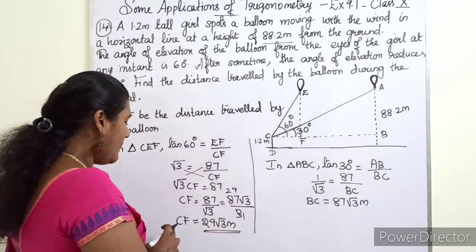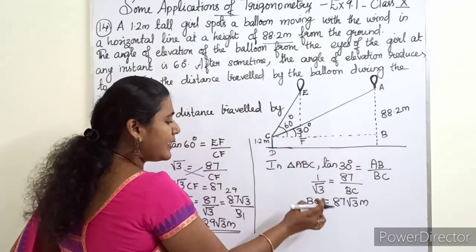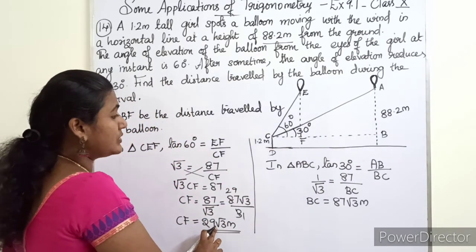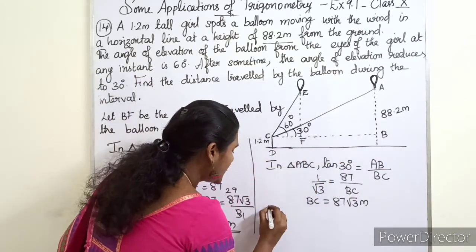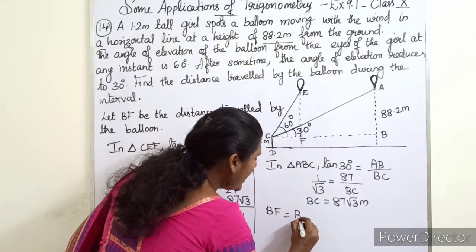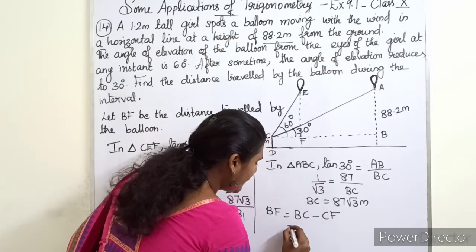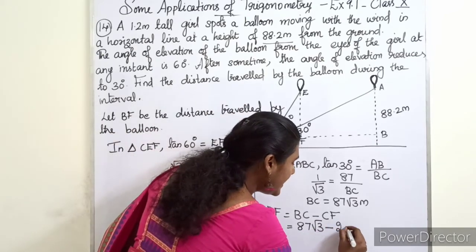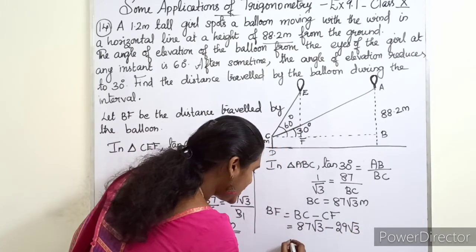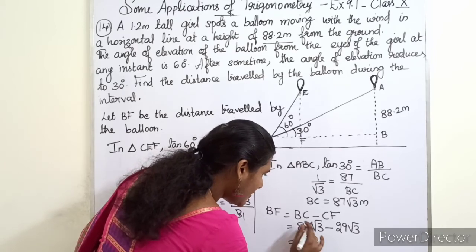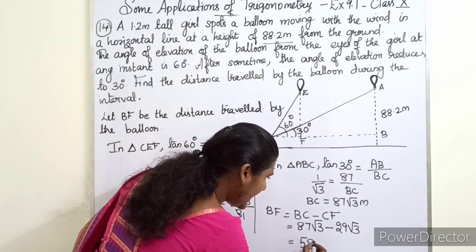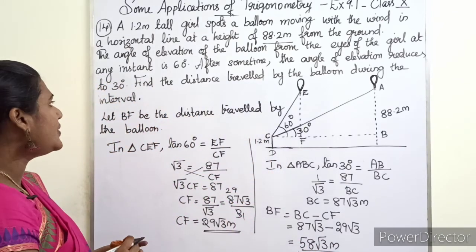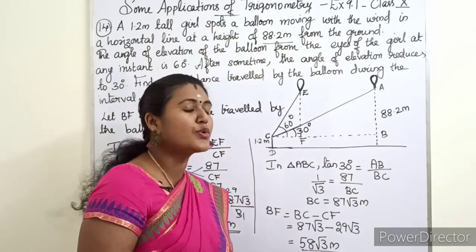So we got now the BC and CF values. The BC value we got as 87 root 3 and the CF value we got as 29 root 3. Now we have to find BF. So BF is equal to BC minus CF, that is 87 root 3 minus 29 root 3. When you subtract these two, you will get 58 root 3 meters. So the distance travelled by the balloon during the interval is 58 root 3 meters.